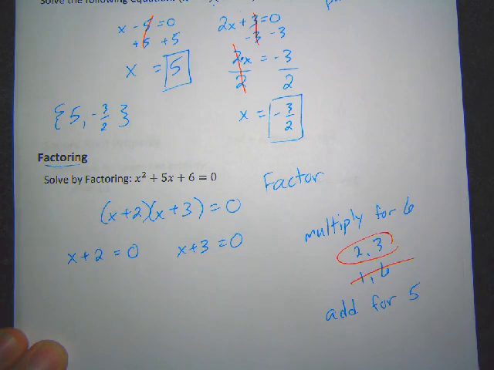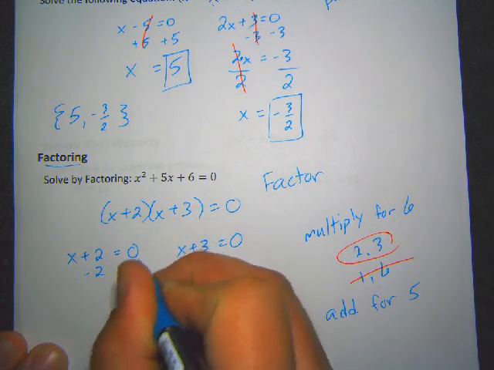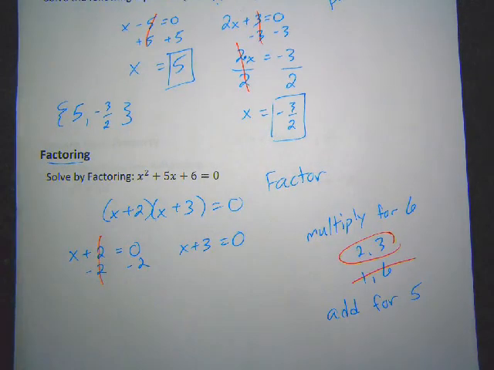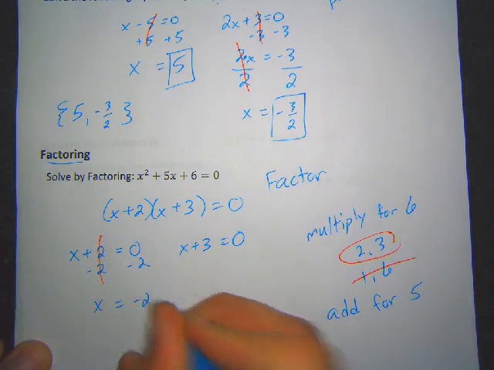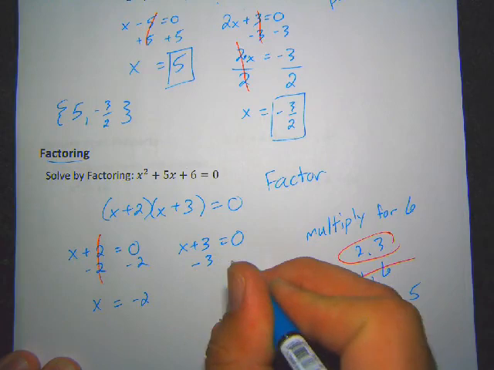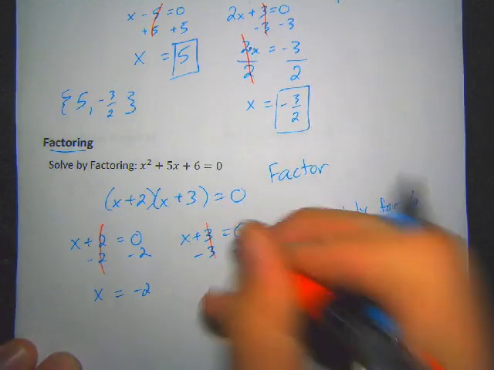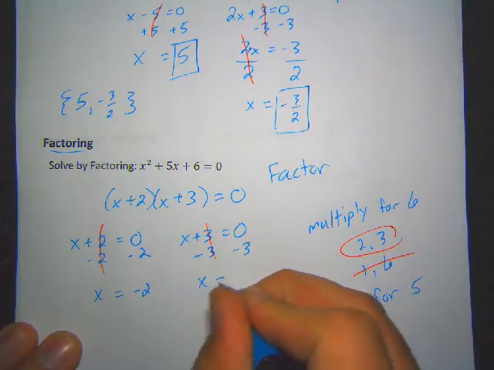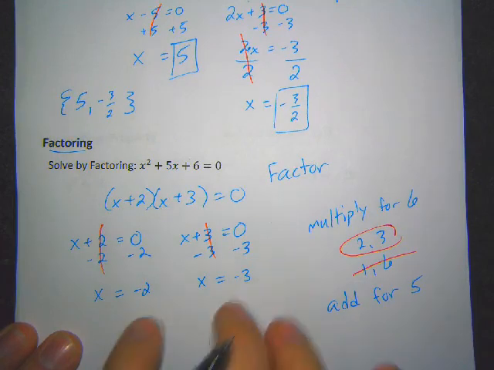To solve this, I'm going to subtract 2 from both sides, so I get rid of this plus 2. So I just get x equals -2. I'm going to subtract 3 from both sides, so I get rid of this plus 3, and I get x equals -3. And so those would be my two solutions.